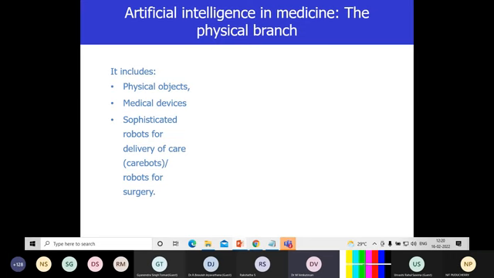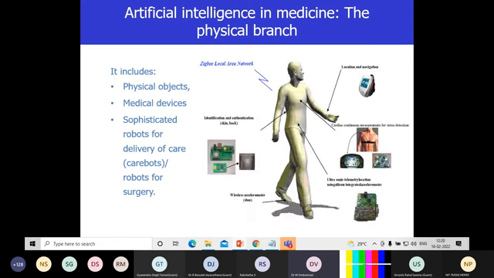With respect to the physical branch, it includes physical objects, medical devices, and sophisticated robots for delivery of care. Robots for surgery, I told you, right? In many hospitals now, they are using robots. This is another very important area.